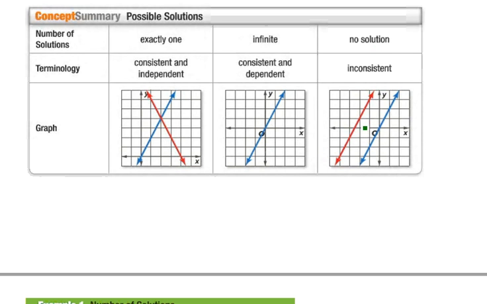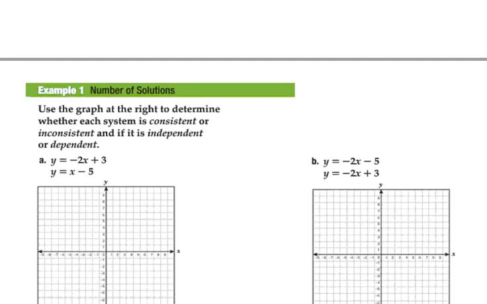Sometimes we have no solution. Notice these 2 lines. Notice something about them. They're parallel. Parallel lines never intersect, which means that we're not going to have a solution to that, which is called inconsistent because we have no solution. So I would recommend keeping that little graphic organizer out so you can work on it with this next example.